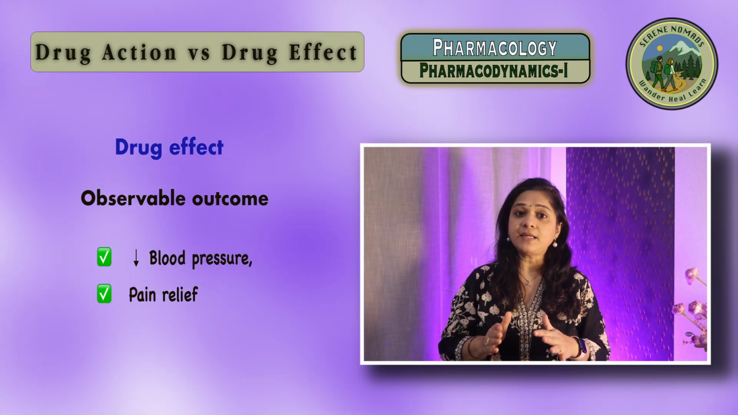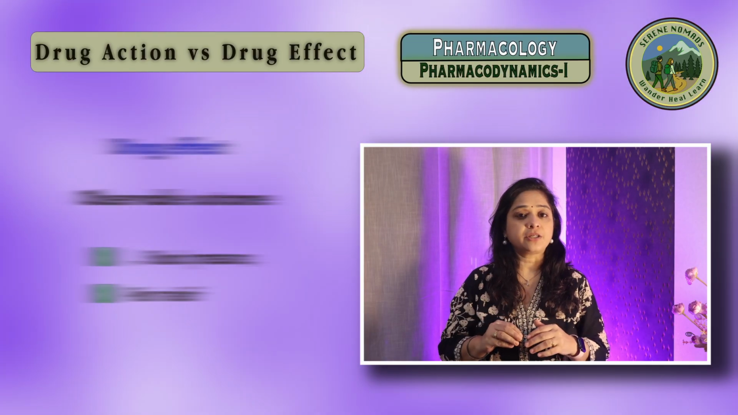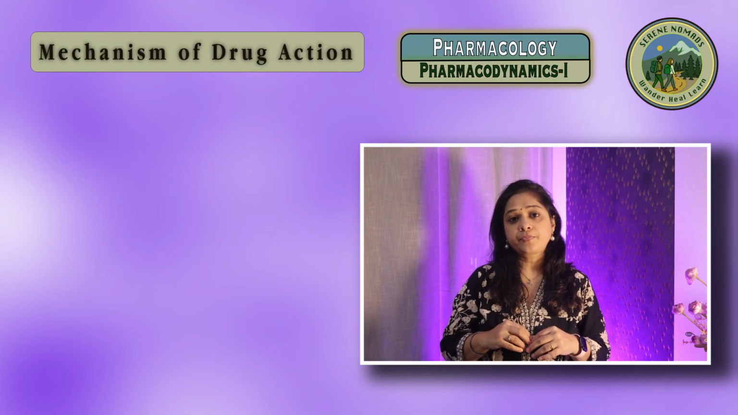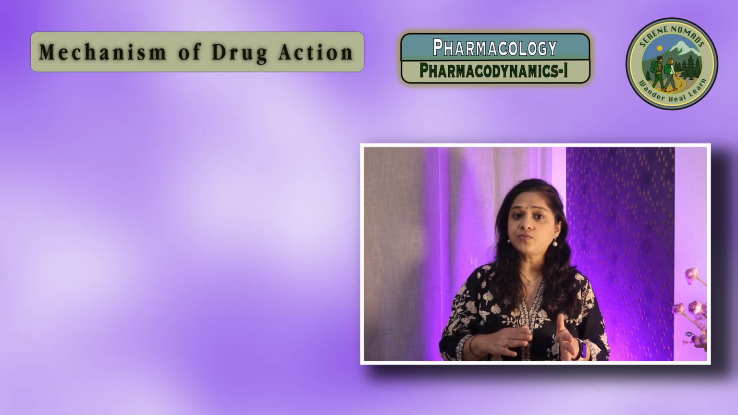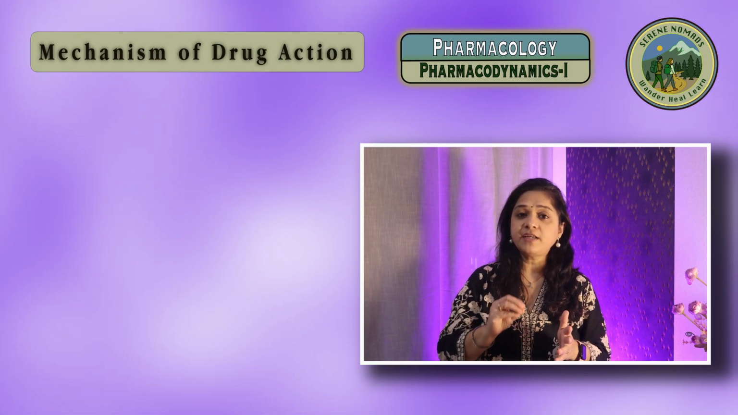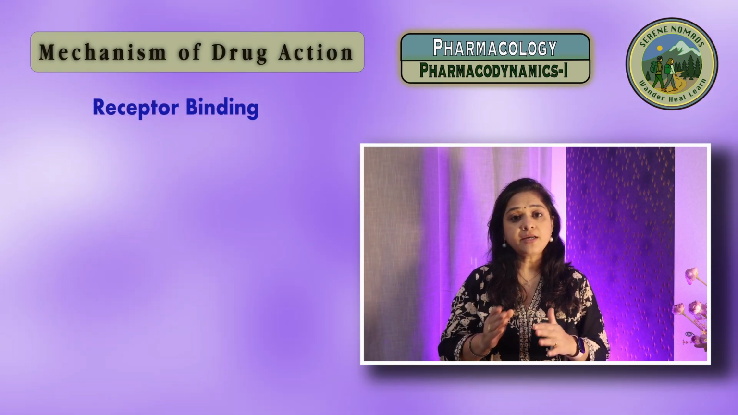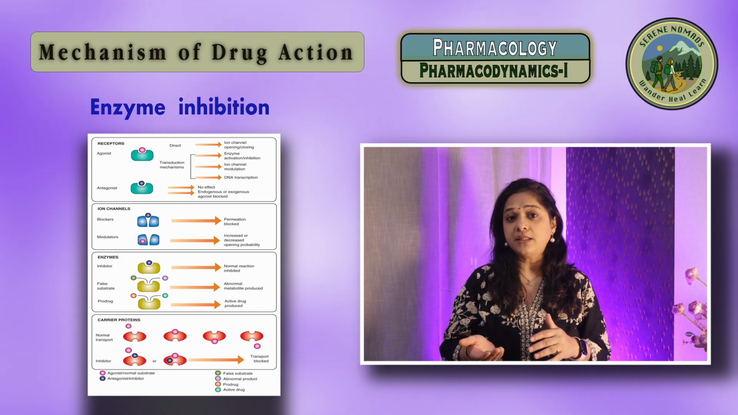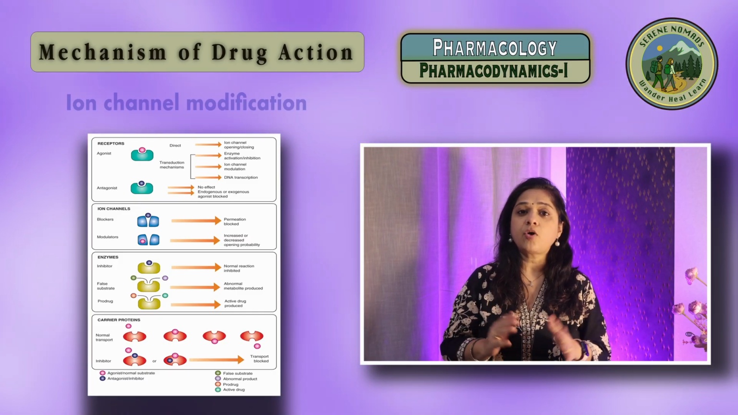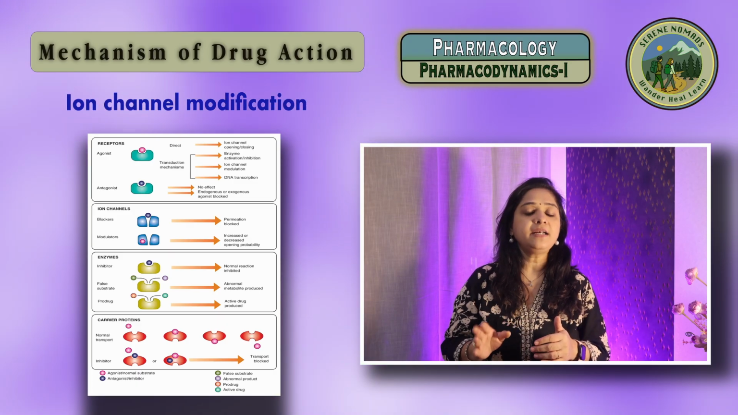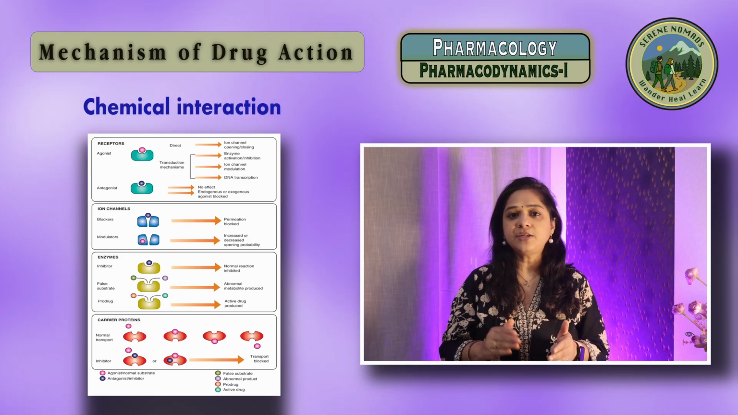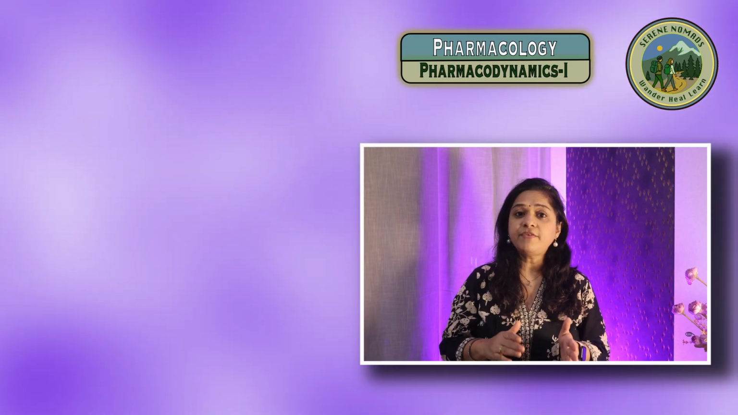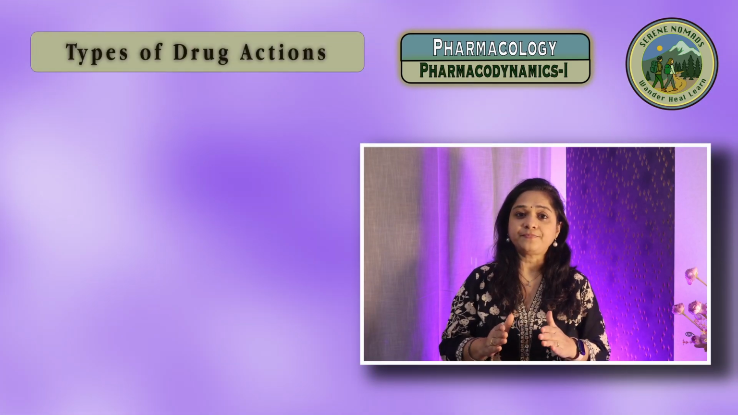Now, let us see the mechanism of drug action. So, how do drugs produce their effects? Most commonly, drugs work by binding to a specific receptor. Some drugs, like aspirin, act by inhibiting enzymes, while others modify ion channels or simply act through chemical interactions, like antacids neutralizing stomach acid.